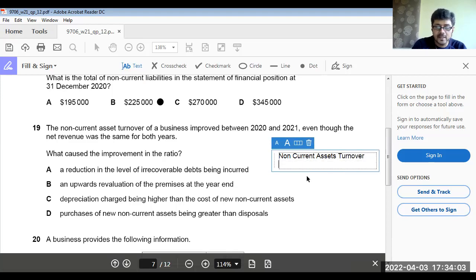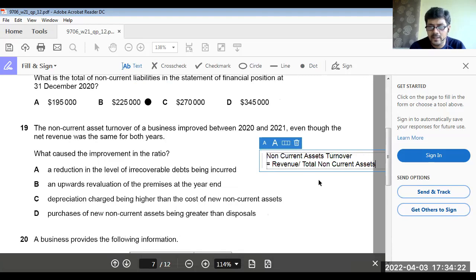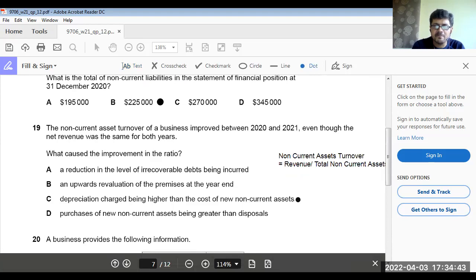How can we write the formula? Revenue divided by non-current assets. This is how we do. Now see, if revenue is constant and the turnover ratio is increased, it means this denominator is decreasing. There is only one item available in this question which can decrease the denominator, and that is depreciation. Okay, very important question.